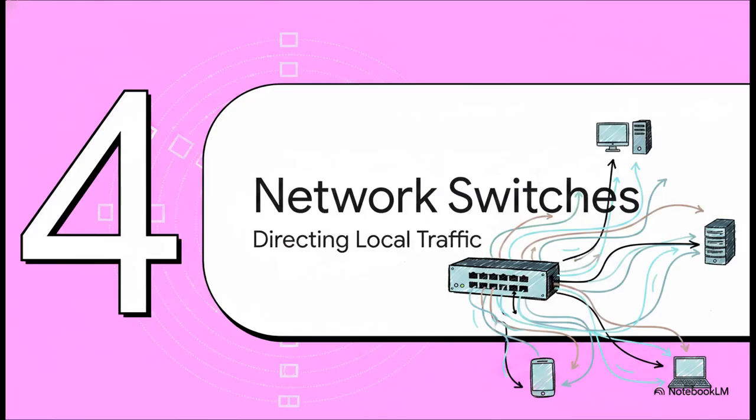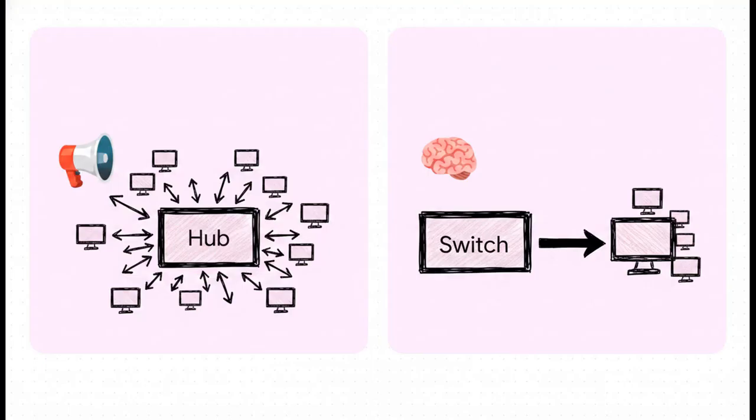Okay, Section 4, how network switches work. Let's look at who's actually directing all this local traffic. To really appreciate modern networking, you've got to look at the past. We used to use these devices called hubs, and honestly, they were pretty dumb. If a hub received a frame, it just blindly shouted that data out to every single device plugged into it. It was incredibly slow and caused massive traffic jams.